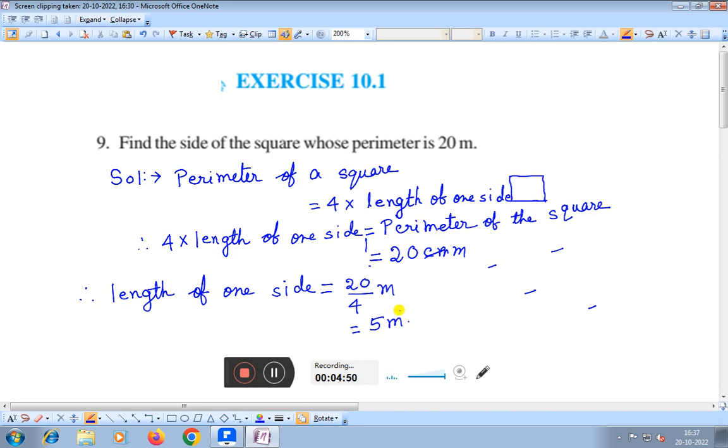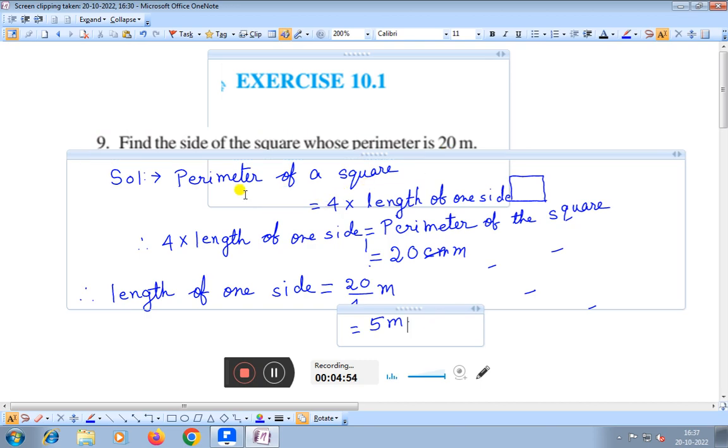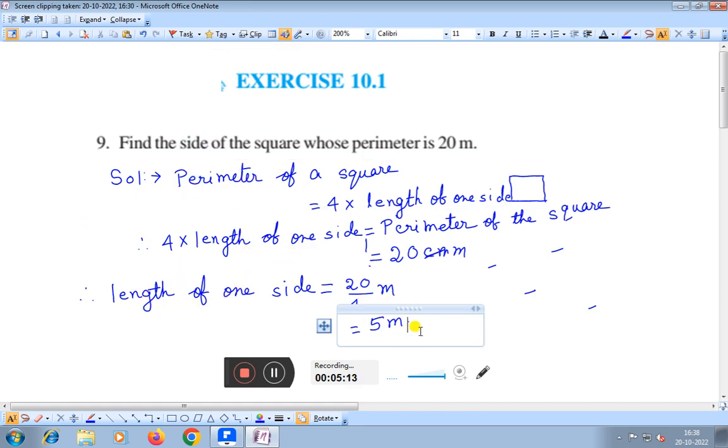Once again we are repeating. Here you see, find the side of the square whose perimeter is 20 meter. We know that perimeter of a square is equal to 4 into length of one side, or you can write 4 into length of one side equal to perimeter of the square, and perimeter of the square is given as 20 meter. Therefore length of one side equal to 20 divided by 4, that is 5 meter. Therefore the length of the side of the square is 5 meter, right?